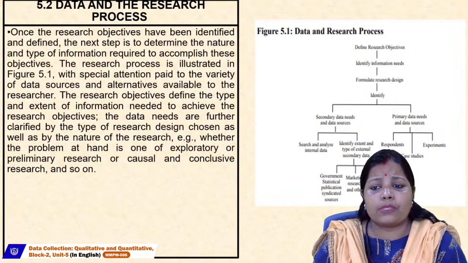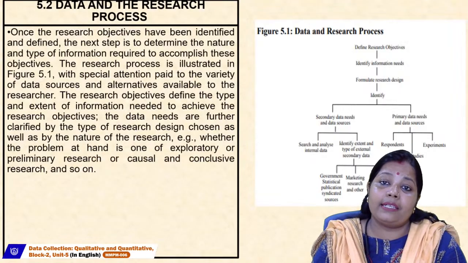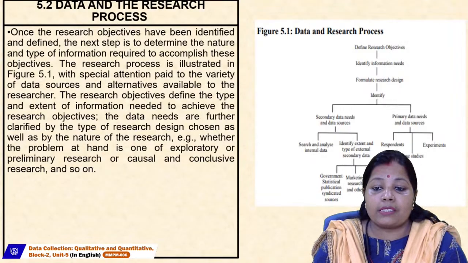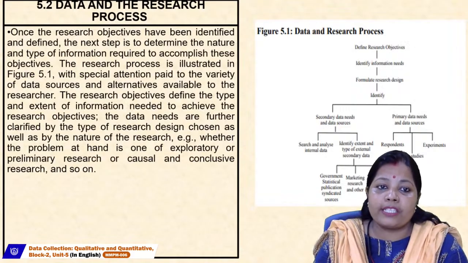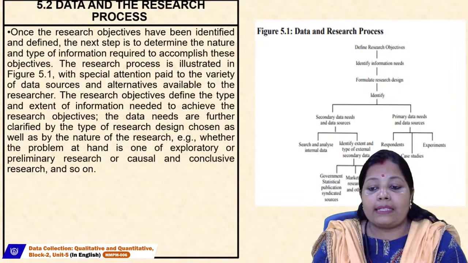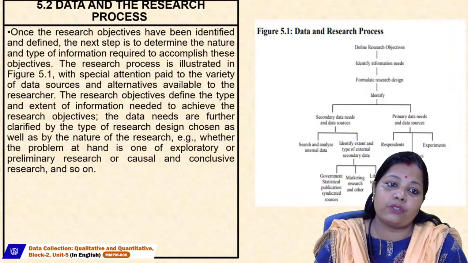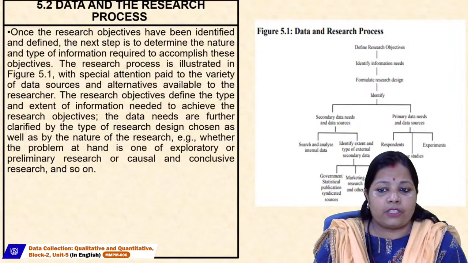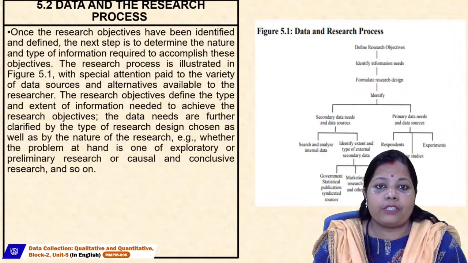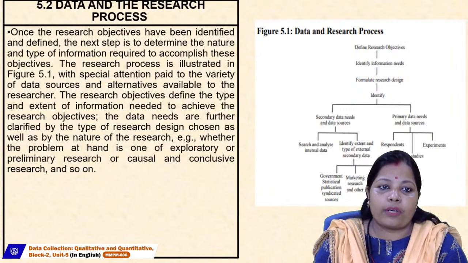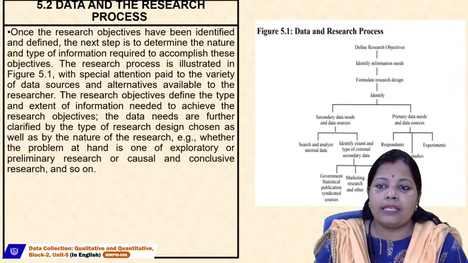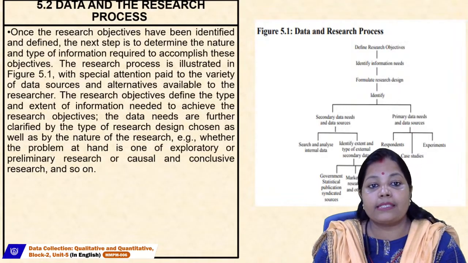But in secondary data sources, in identify extent and type of external secondary data, there are three heads. One is government, statistical publications, syndicated sources, where the government is always publishing the data. The second one is marketing research and others, any other journals publishing marketing research or related issues. The third one is the library sources. It is also publicized. It is already there. If anyone requires it, it is available, and he or she can access it easily to complete the research process.